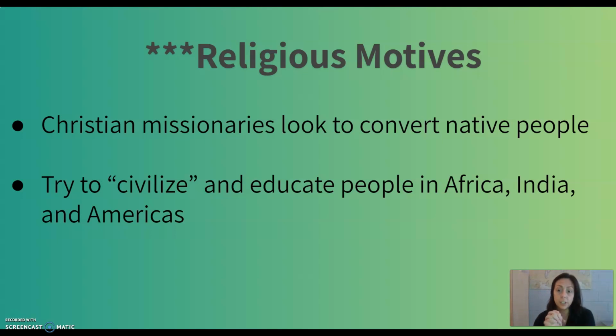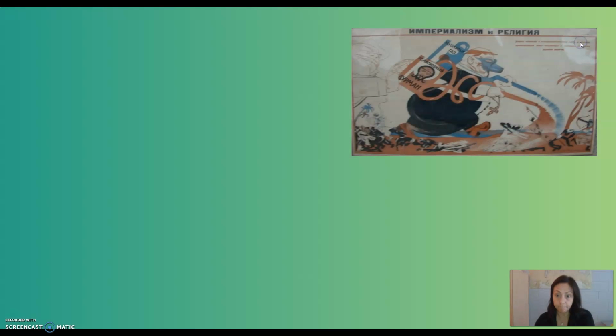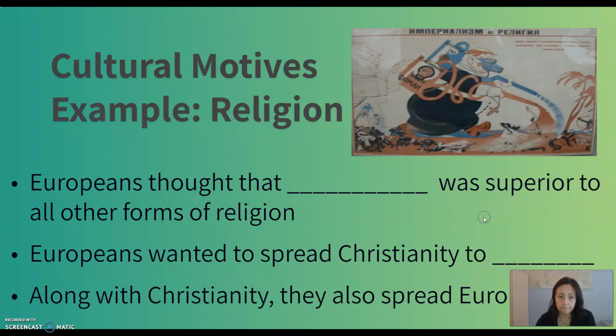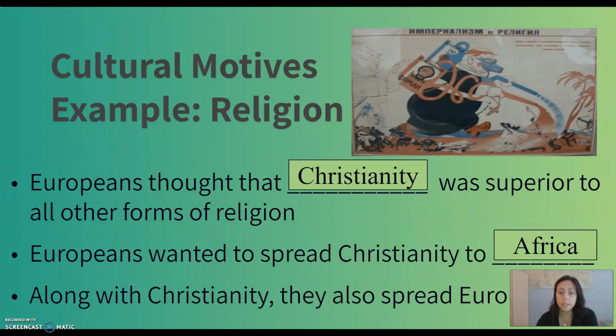So another cultural motive is religious. You have missionaries, Christian missionaries, going to convert native people and trying to educate and civilize people in Africa, India, the Americas. And you can think back to the conquistadors, trying to convert natives to Christianity and how they went about that. Okay, so within religion, you want to fill in your blanks to say Europeans thought that Christianity was superior to all other forms of religion, that they wanted to spread Christianity to Africa, and that along with Christianity, they also spread European culture.